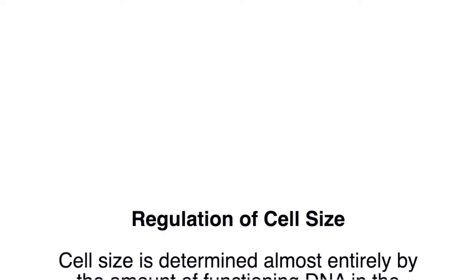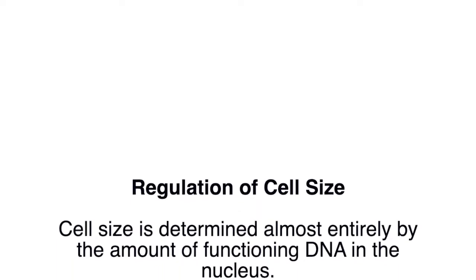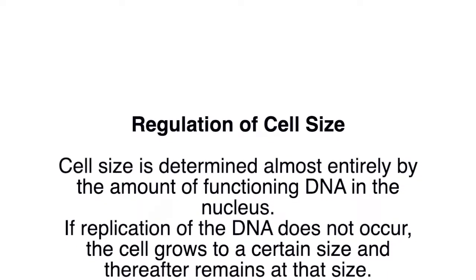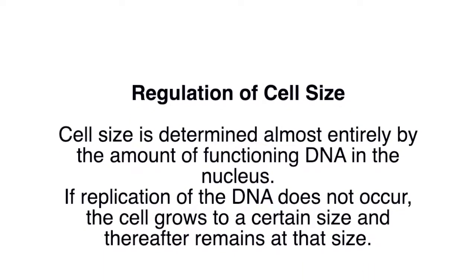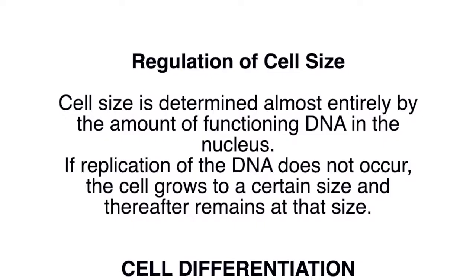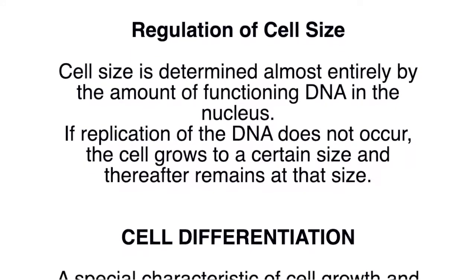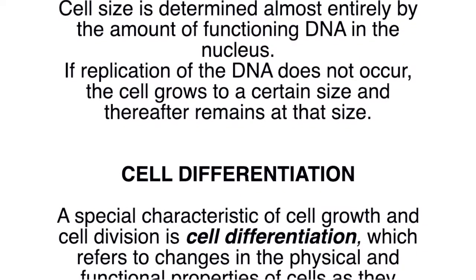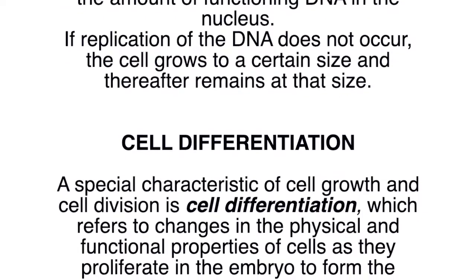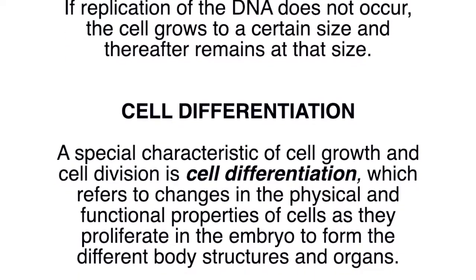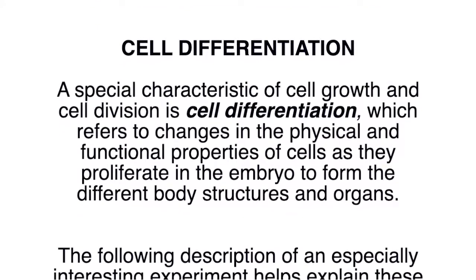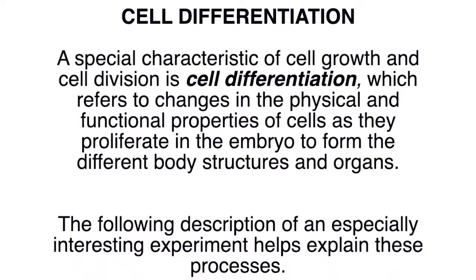Regulation of cell size. Cell size is determined almost entirely by the amount of functioning DNA in the nucleus. If replication in the DNA does not occur, the cell grows to a certain size and thereafter remains at that size. Cell differentiation. A special characteristic of cell growth and cell division is cell differentiation, which refers to changes in the physical and functional properties of cells as they proliferate in the embryo to form the different body structures and organs. The following description of an especially interesting experiment helps explain these processes.